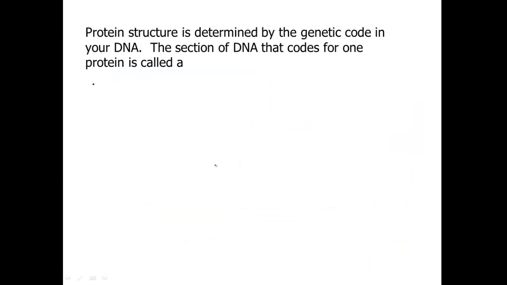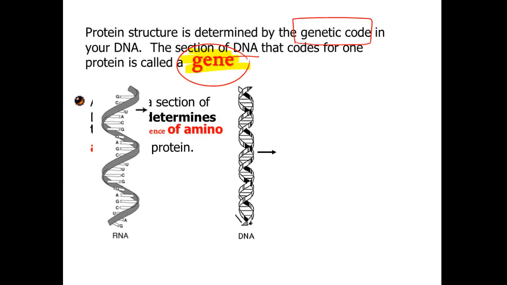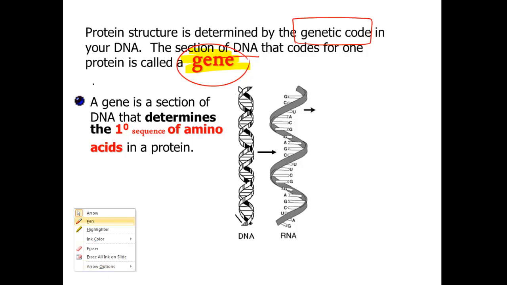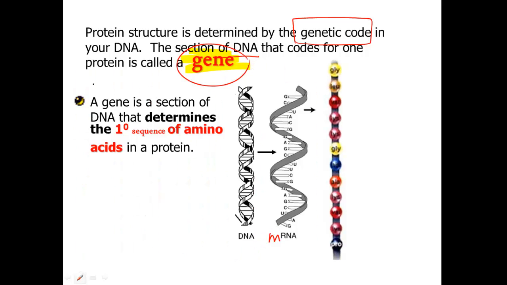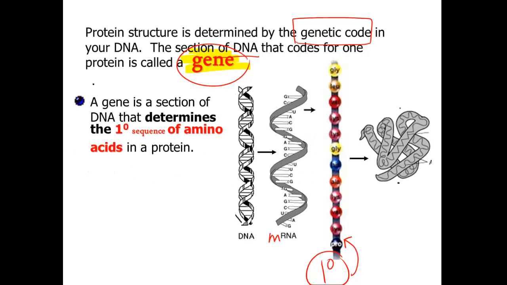So protein structure is determined by your DNA, and one little piece of DNA that codes for one protein, of course, is called a gene. And a gene is a piece of DNA, and that DNA determines what the primary sequence of an amino acid is going to be. So if you have a piece of DNA, the gene in that DNA chromosome will be copied as mRNA, and the mRNA will then be translated into the primary sequence of a protein. And we know from our protein unit that that primary sequence will then fold up into its secondary structure and then ultimately into its tertiary structure, its very specific 3-dimensional shape.